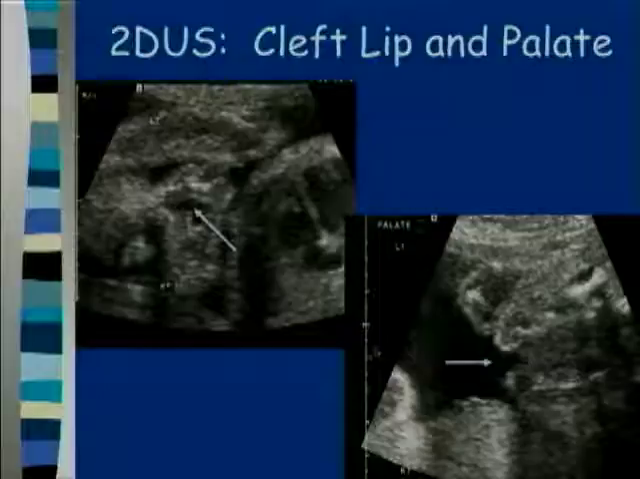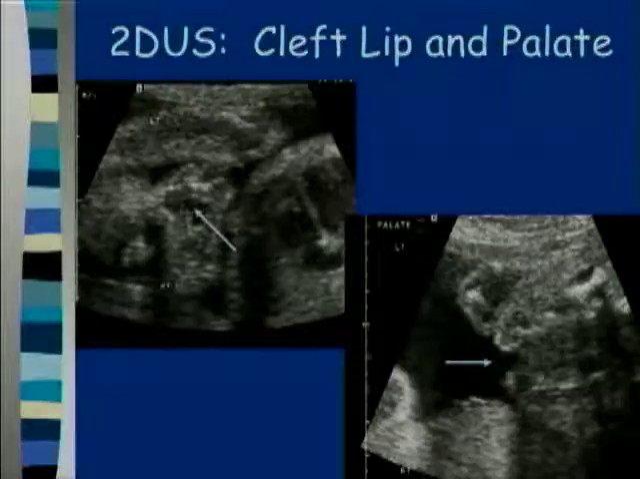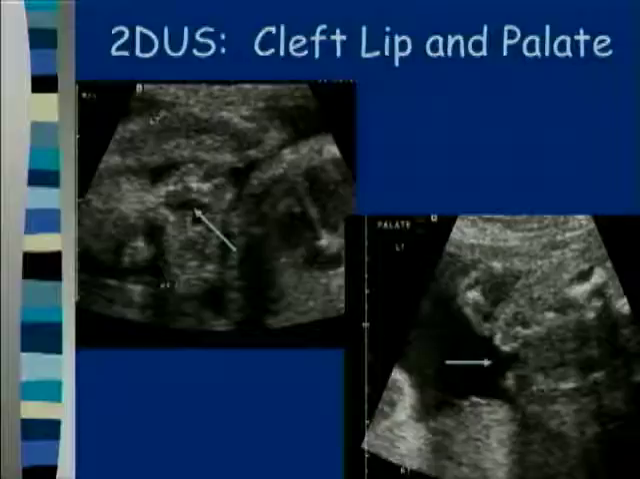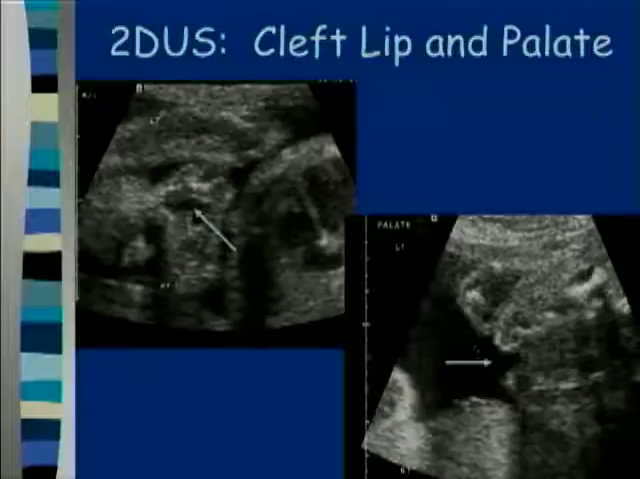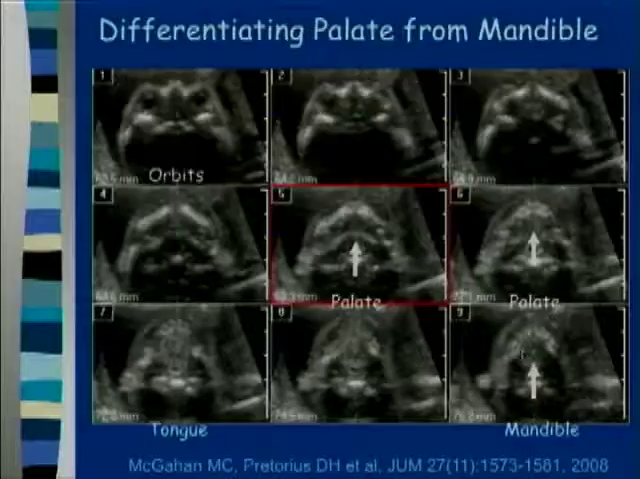So here's a patient that has a cleft lip and palate, and this is the frontal view on 2D, and there's this area here that's worrisome. And then on the axial view through the palate, you can see that there's a gap here going into the alveolar ridge. Now, you don't know exactly whether it's midline or whether it's right or left, but this one is labeled left, and certainly turned out to be that way.